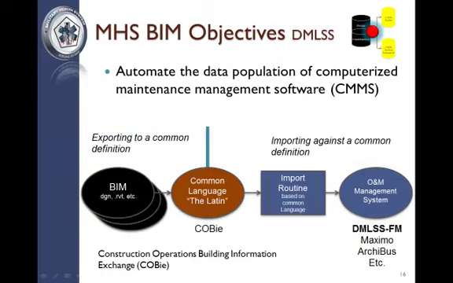This is a simple diagram showing the concept behind objectives 4 and 5. We have project-specific information that may be directly in the BIM model, it may be linked to the BIM model, or it may be in multiple BIM models. We need to have a common language, or a Latin, to bring that information across to our CMMS system, which for the MHS is DIMLS FM. The Construction Operations Building Information Exchange, or COBie, is an industry standard that will allow us to do this.